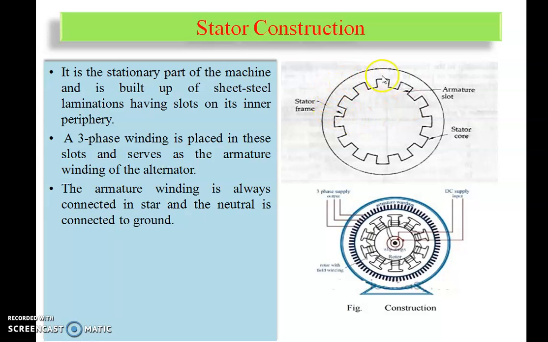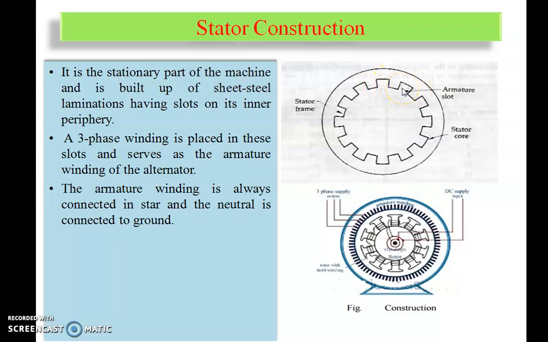All this stator core is made of sheet steel material which has laminations. To reduce the eddy current and hysteresis losses, we provide laminations to the stator sides as well as the different stator parts, and a three-phase winding is placed in these slots and serves as the armature winding of the alternator. Already in the last lectures we have seen the advantage of the stationary armature compared to the stationary field winding. So here we are housing the armature conductors, we call the stator winding, into the different stator slots. These are the different stator slots, simply called armature slots.